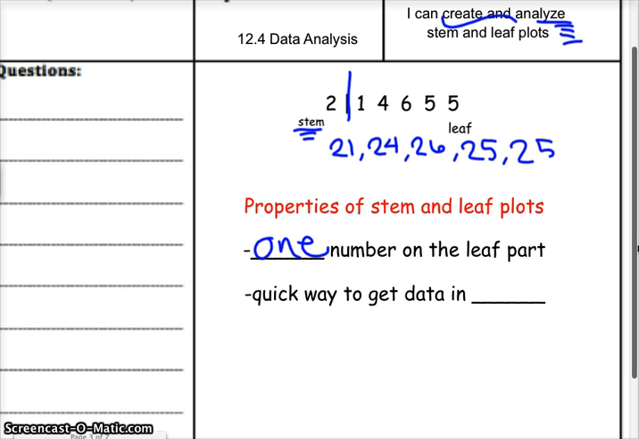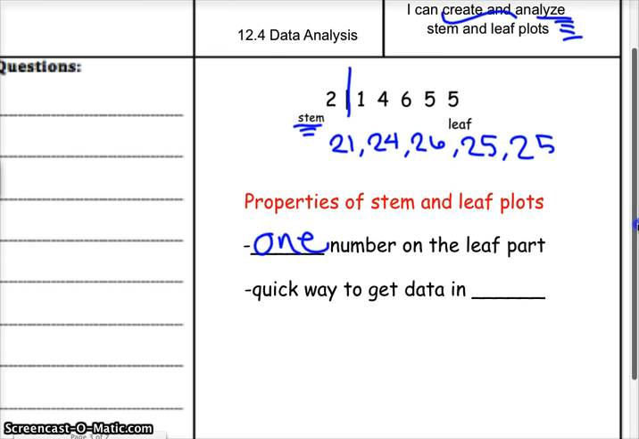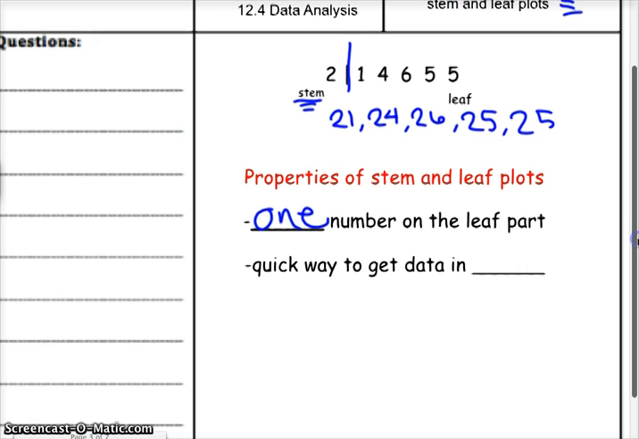Wouldn't that be like one number on the stem part? Nope, one number on the leaf part. And I want to show you what I mean by that, because you notice these are not separated by comma. So if you were to group two numbers as part of the leaf part, you wouldn't know where to end one and where to begin one. So our rule is the leaf is only one part.